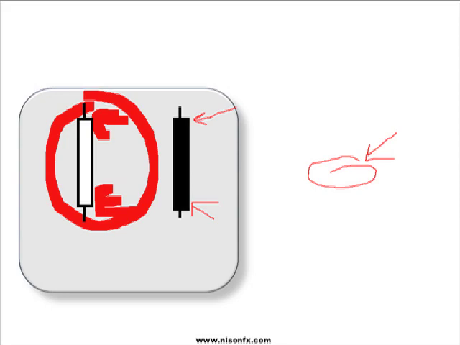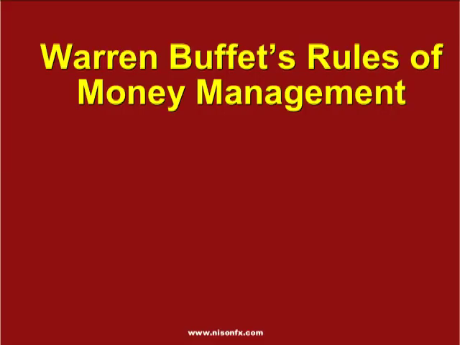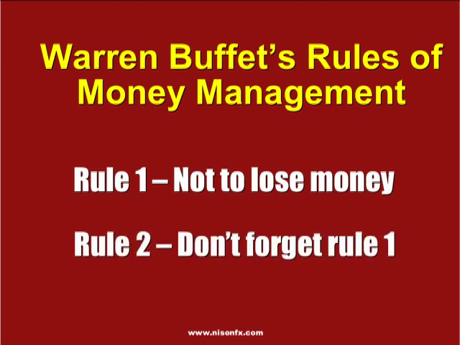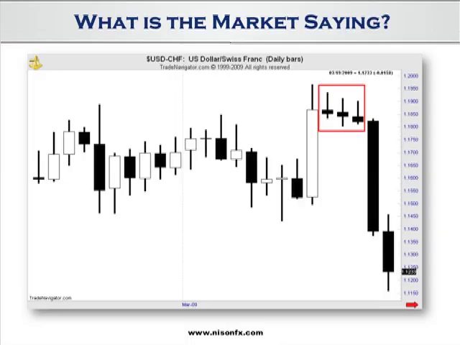Well, one of the ways is based on Warren Buffett's rules of money management. He has two rules. Rule 1, don't lose money. Rule 2, don't forget Rule 1. So let's see how even this basic information about candlesticks can help you avoid a bad trade.